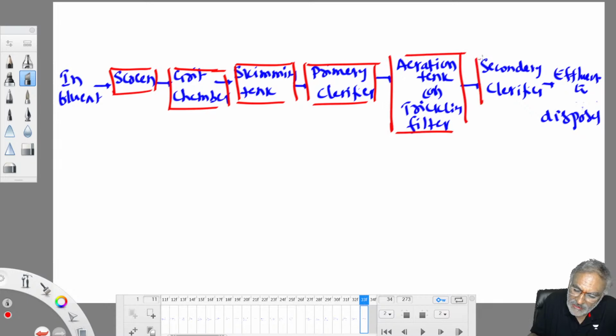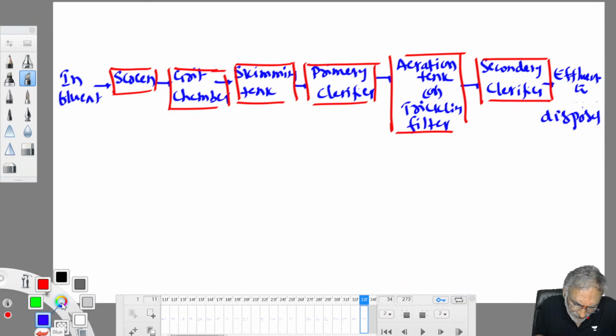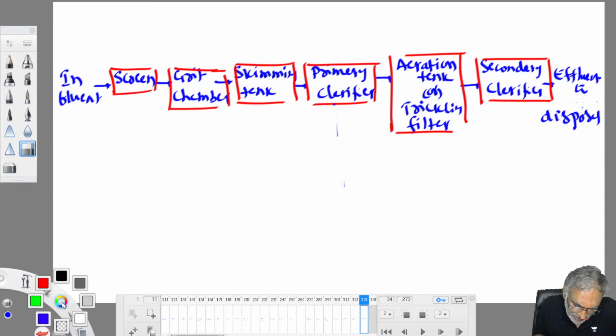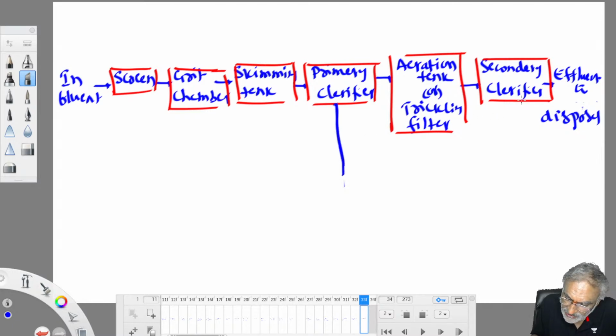But if you see this, we get sludges from two places. One is from the primary clarifier, the second one is the secondary clarifier. The sludge which we get from the primary clarifier and secondary clarifier, we treat and we dispose. That sludge is also dangerous. Whatever bad things are there in the sewage settle in the form of sludge. Therefore, the sludge also we need to deal with properly.